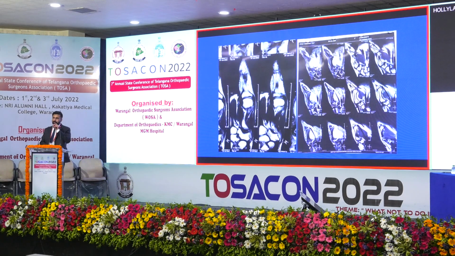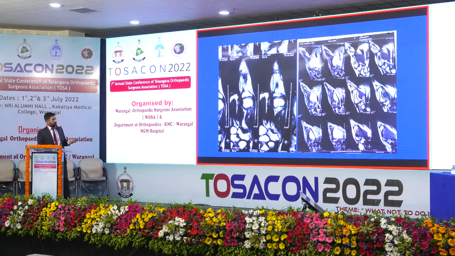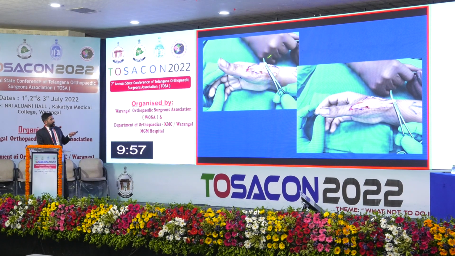So on MRI, you can see here, there was absolutely no capsule on the volar side, and the ligaments, the collaterals, were also very thinned out. They were completely frayed. So we planned to take her to theatre. The main force which was causing all this was the EPB. So in theatre, this is the EPL and this is the EPB.